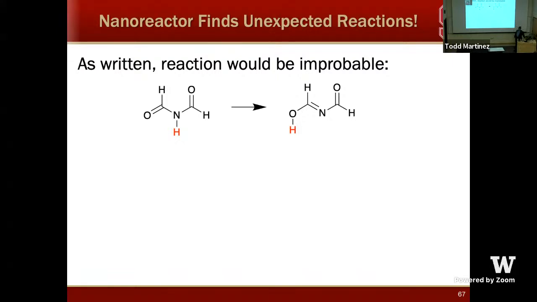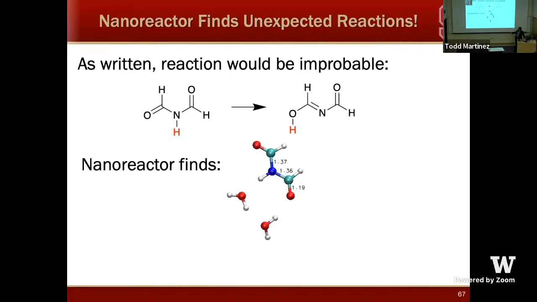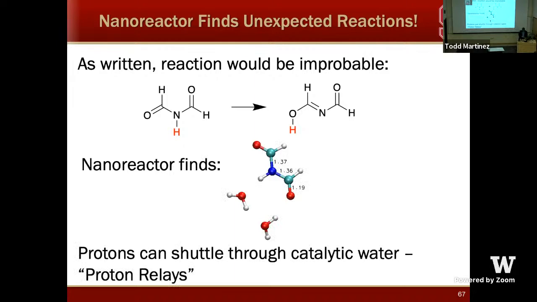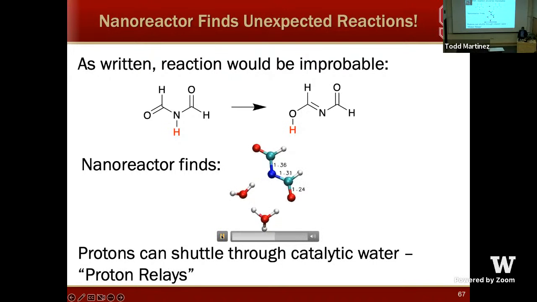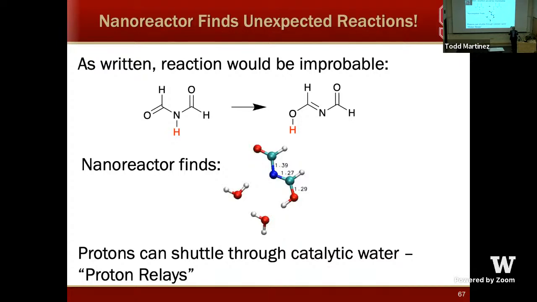But the nanoreactor finds this reaction, right? So then the question is how? And this is what it finds. Let me show you. So it finds a proton boost. Just because there's a bunch of stuff in here, right? There happen to be some water molecules. And so it says, oh, well, water molecules could be in the right place. And it turns out that to have two water molecules in the right place here is not that improbable. And so you find catalytic reactions.